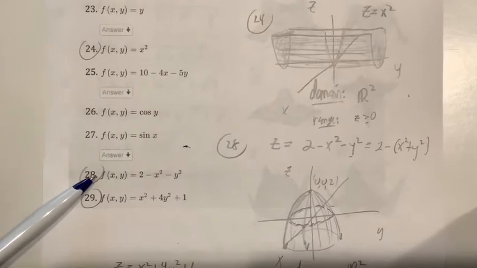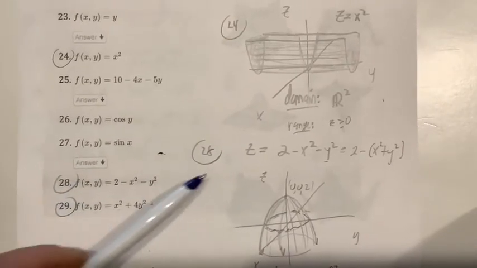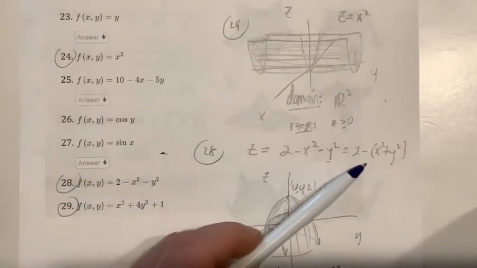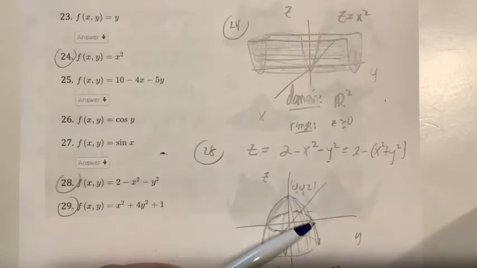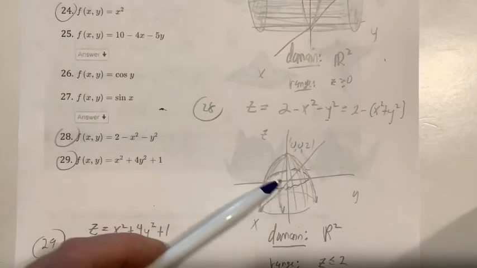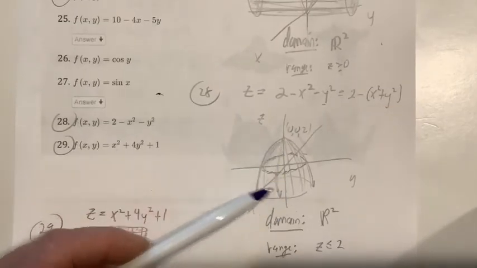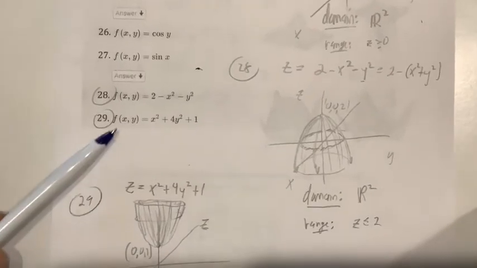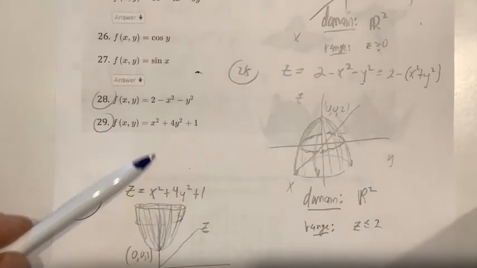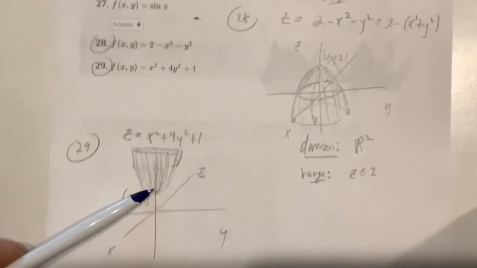This one looks like, if you look at it this way, I believe it's also going to be a paraboloid. The domain would be R2, and then the range would be z less than or equal to 2. This one right here looks like a paraboloid that's been moved up 1 unit, doesn't it?